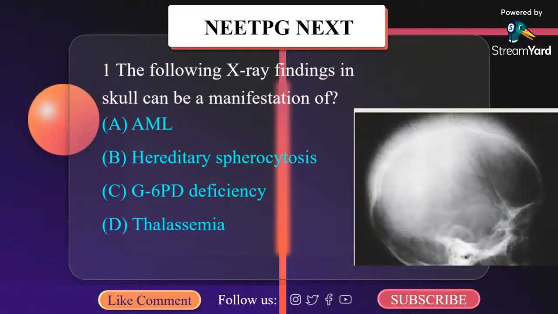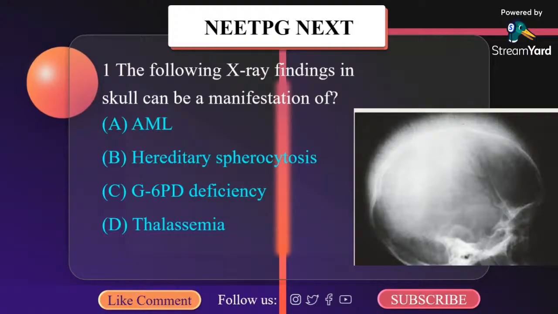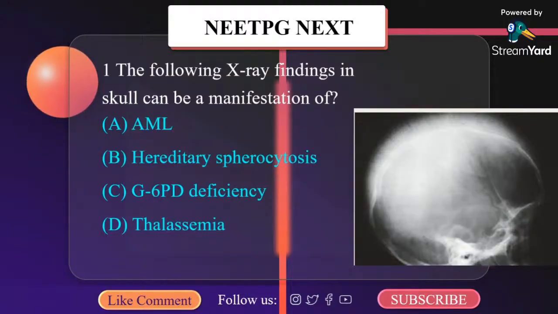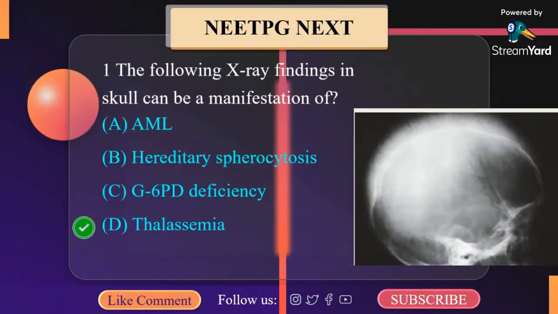Following X-ray finding in skull can be a manifestation of, where here what you can see is a crew cut appearance. It is seen in thalassemia. Hair on end appearance or crew cut appearance. It is seen in thalassemia. So correct option here is D. Thalassemia.